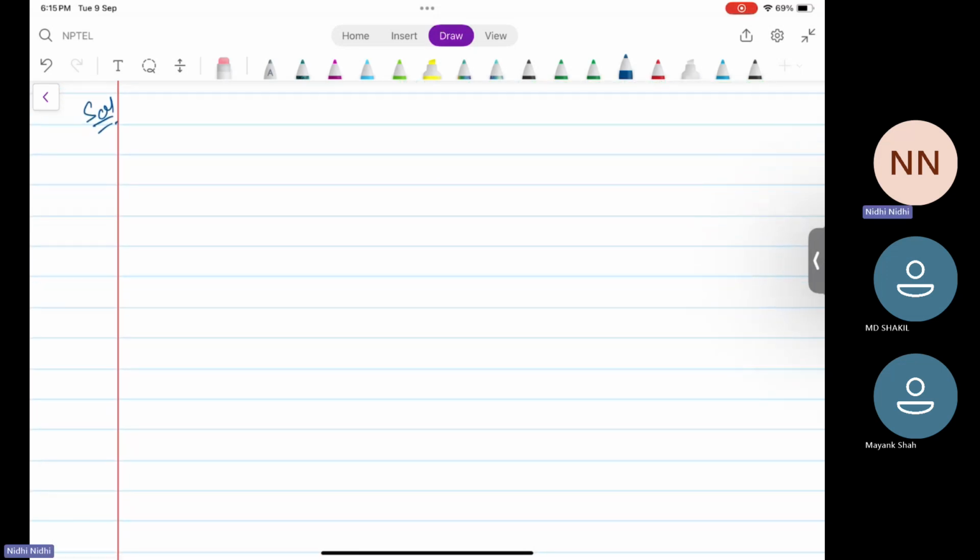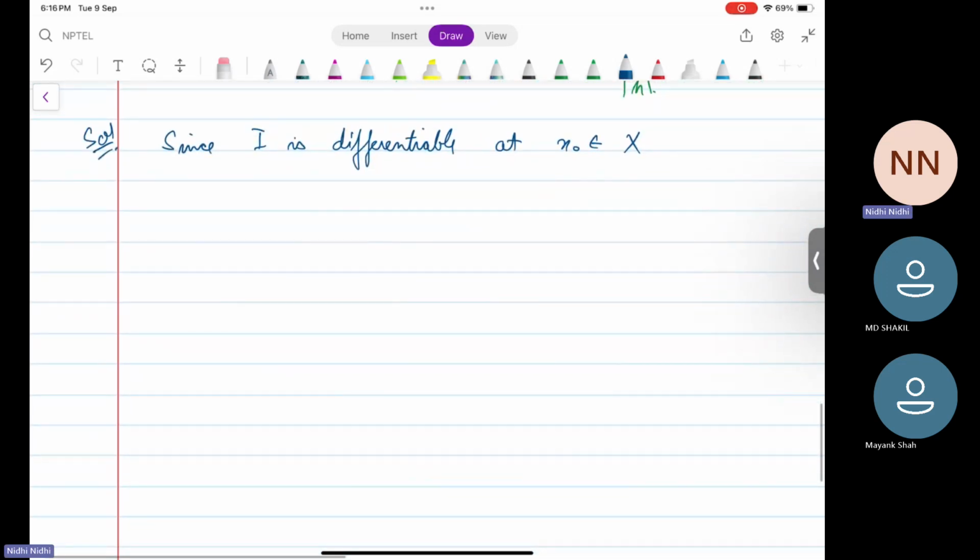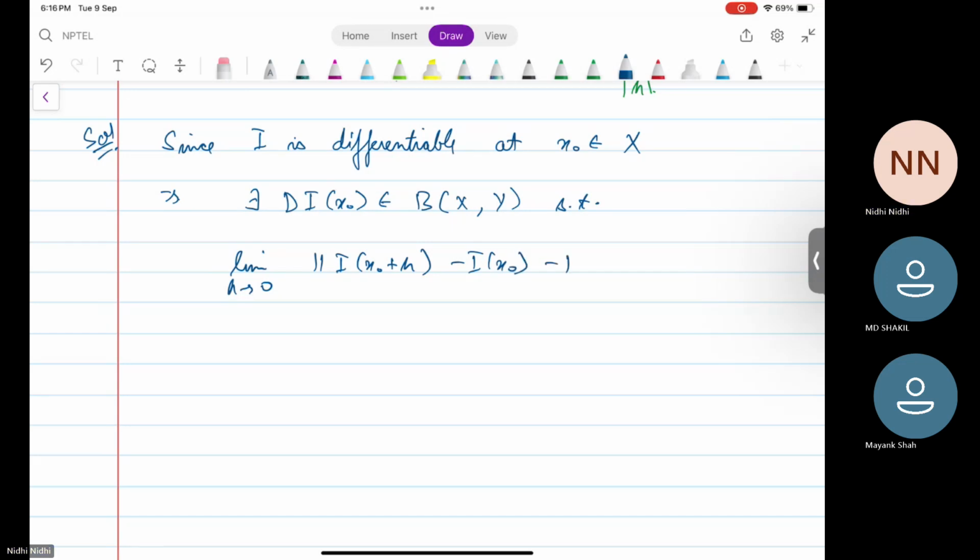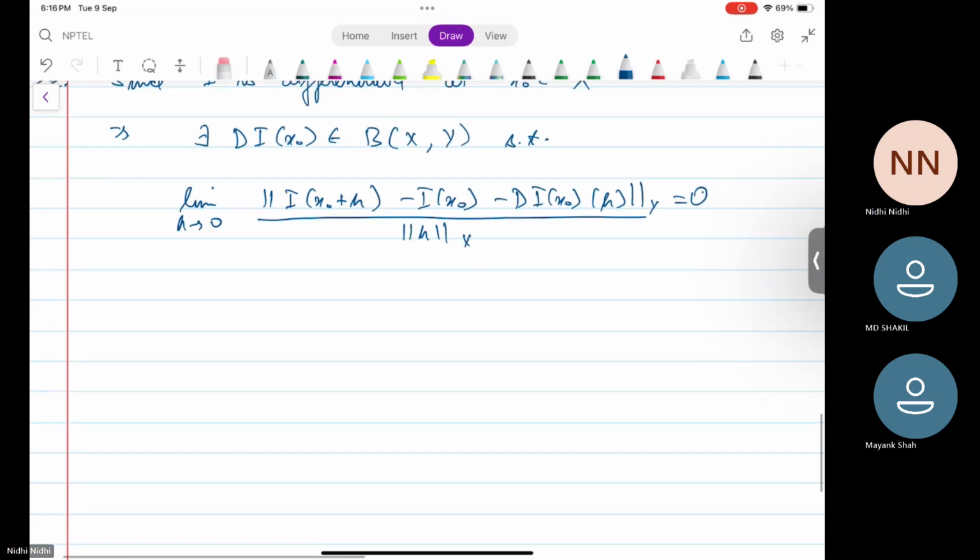We'll use the differentiability of the functional I. Since I is differentiable at x naught in X, this implies there exists a linear map dI x naught, which belongs to the space of continuous linear functionals B(X,Y), such that the limit as h tends to 0 of the norm in Y of I x naught plus h minus I x naught minus dI x naught at h, upon norm in X of h, is equal to 0. Let me mark this as number 1.